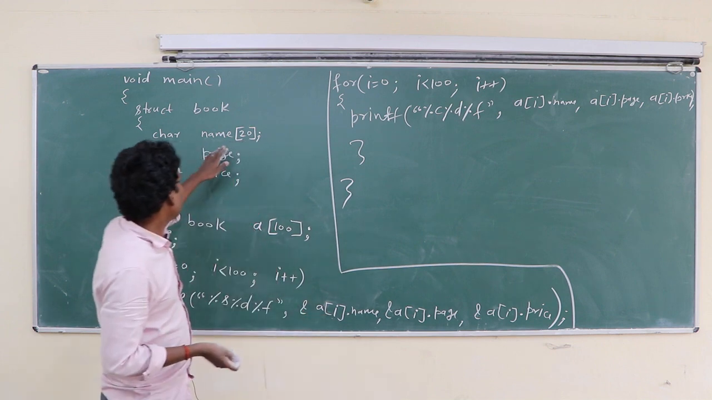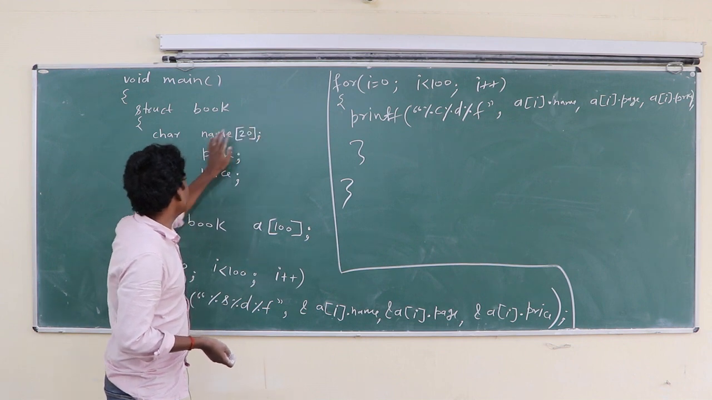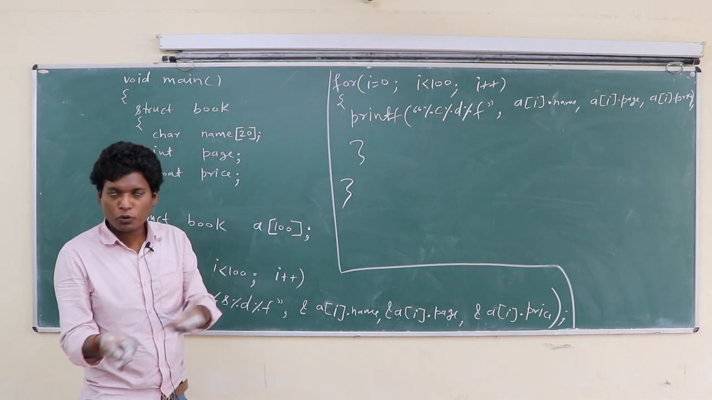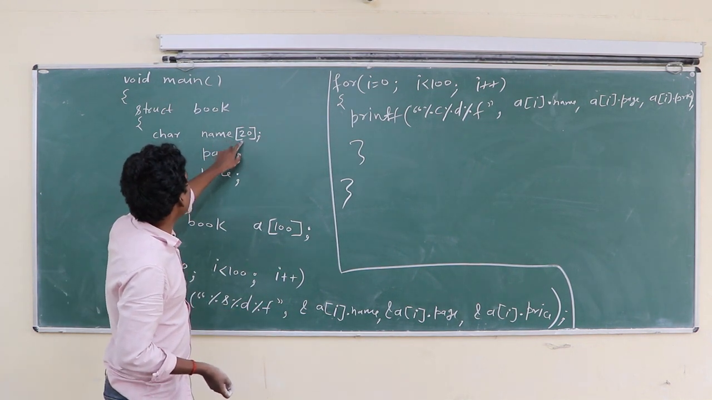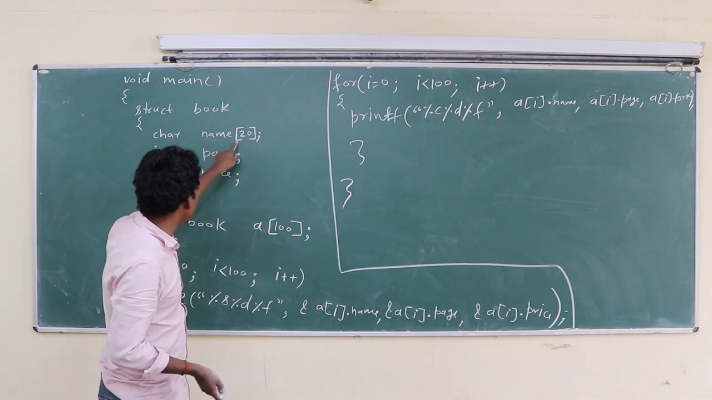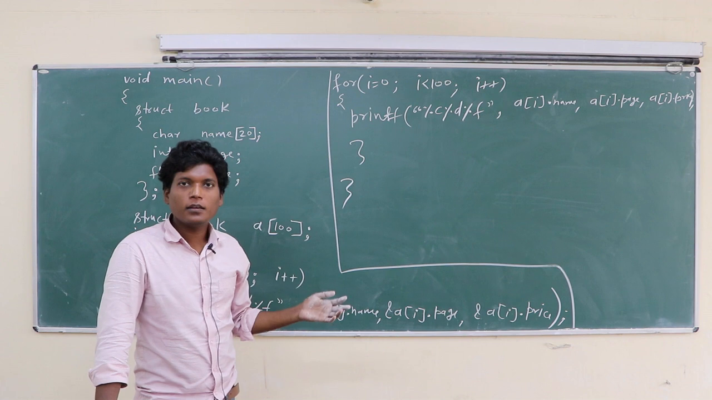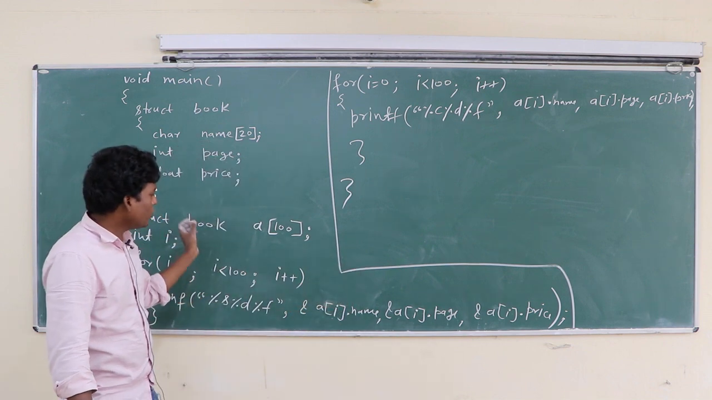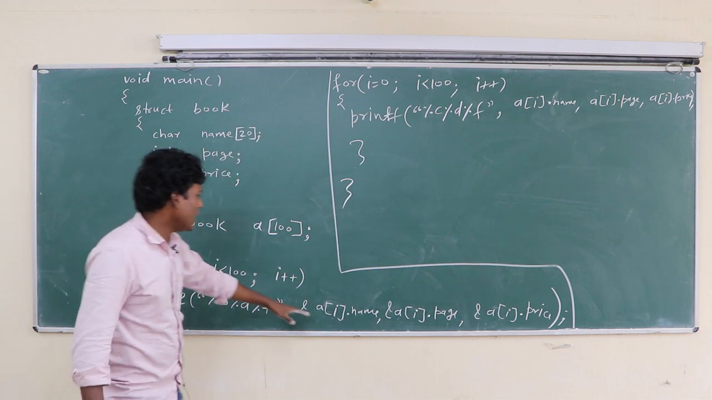Previously there was no array, so you could input just a single character: A, B, C. Book name is A, book name is B, book name is C, like this. But make it an array of characters, and now it becomes a string. Now you can input a book name such as physics, chemistry, like this. You can input a whole multi-word, or multi-character, name of a book.